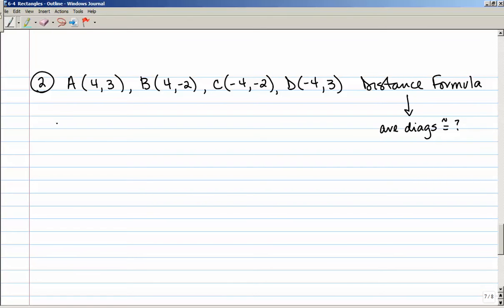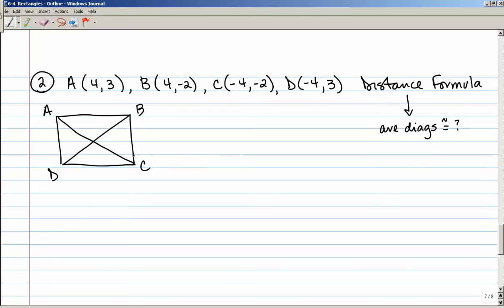And for this, I'm going to actually draw a little picture. Again, I find it helpful just to kind of see things. So A, B, C, and D. And since I'm going to be checking the diagonals, I do want to draw those in. Okay, so I need to find the length of AC, which is this diagonal here, and then the length of BD. And if my two diagonals are congruent to each other, then this is a rectangle.